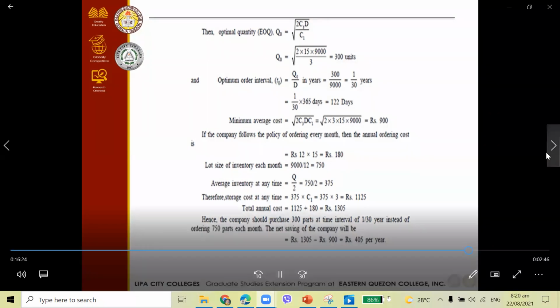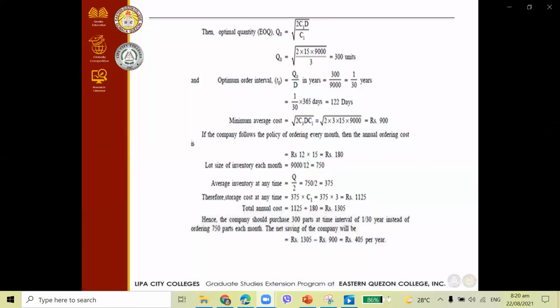To get our minimum average cost, we have the formula of square root of 2 times procurement cost times total number of units purchased times the carrying cost, which is equal to square root of 2 times 3 times 15 times 9,000, which equals 900 rupees. So, ito po yung magiging minimum average cost natin.